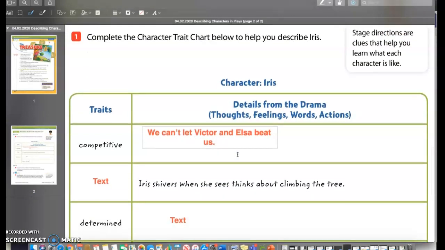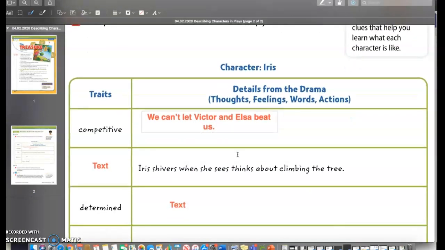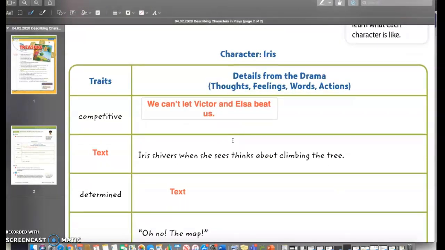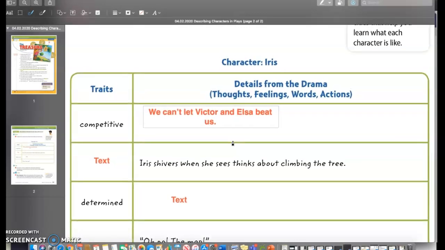Okay. And so when we come over here to the second column, motivation, they give us the motivation, but they don't necessarily give us the traits. So let's read the motivation. It says that Iris shivers when she thinks about climbing the tree. So over in the chat box, I want you all to tell me what you think that character trait is for Iris as she is shivering as she thinks about climbing the tree. Go ahead and let me know really quickly in the chat box.